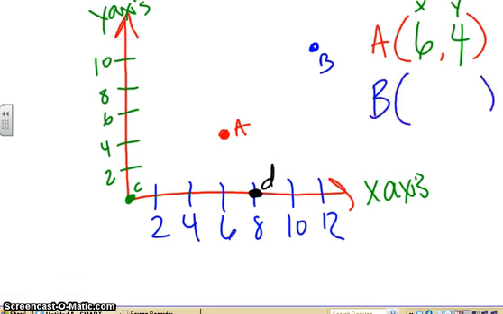Now when I find the coordinates of B, I'm going to do the same thing. I go over till I get to B, which is 12. And I go up, which is 10. And then for coordinate C, I'm going to do the same thing.